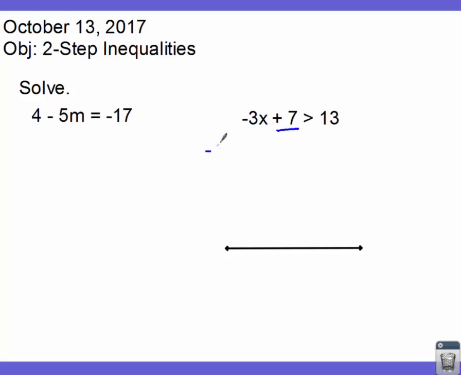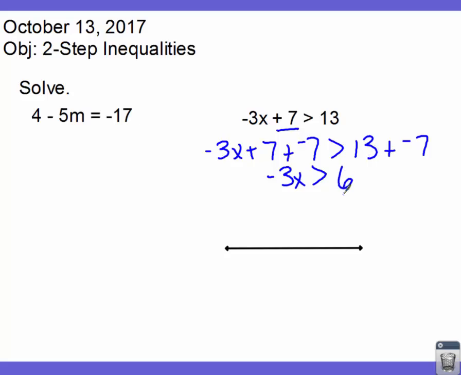Okay, so we do negative 3x plus 7 plus negative 7 is greater than 13 plus negative 7. So we simplify this side and we end up with negative 3x is greater than, and then 13 plus negative 7 gives us 6. Okay? So now we have to divide by negative 3. Okay, to get rid of this 3 right here, we divide by negative 3.